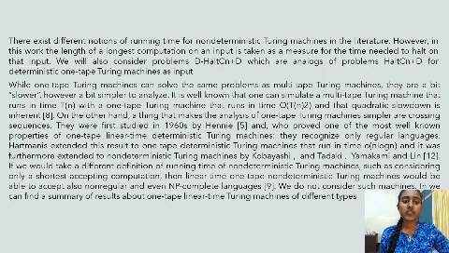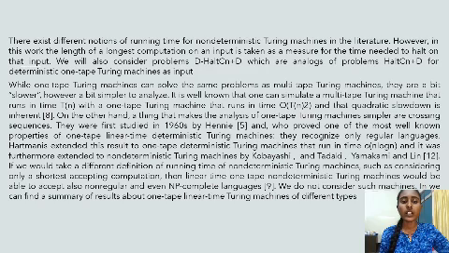There exists a different notion of running time for non-deterministic Turing machines in the literature. However, in this work, the length of the longest computation on an input is taken as a measure for the time needed to halt on the input. We will also consider problems D-Halt cn plus d, which are analogs of problems Halt cn plus d for deterministic one-tape Turing machines as input.